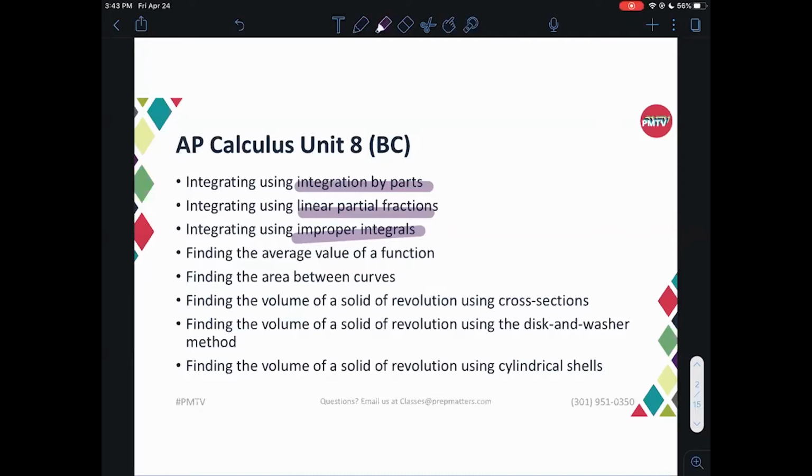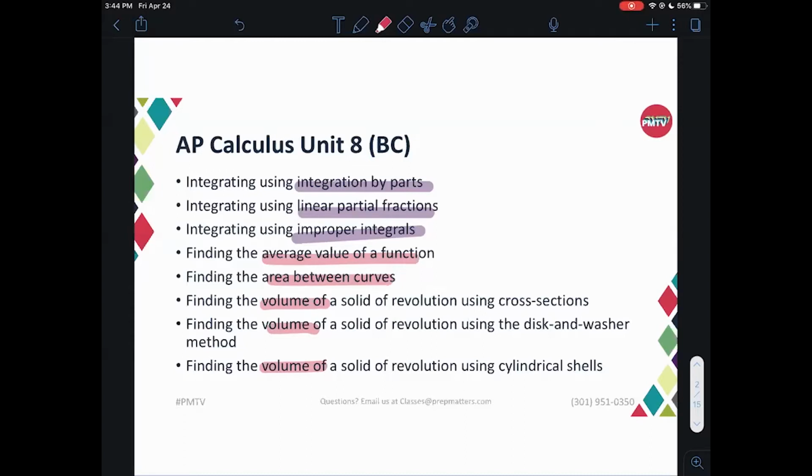The rest of this, average value, area between curves, and then volume, that's typically AB content that this year will only be on a BC exam. So for those of you that are not taking the BC exam, but are here and learning all of this today, that's awesome. This will be part of essentially what Calc 1 in college would be. So if you are going to start next year in Calc 2, this material will have been something that you would have learned during the school year.